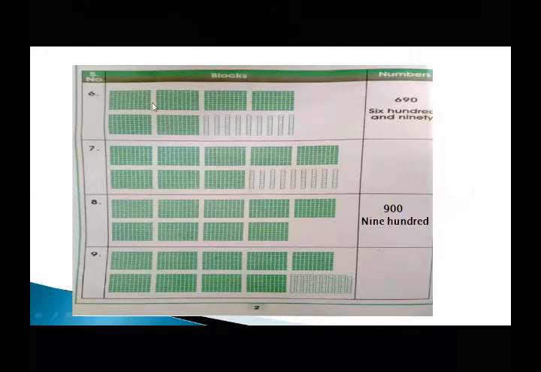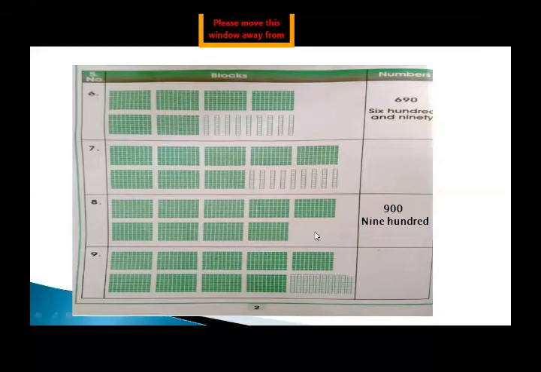Here you see 1, 2, 3, 4, 5, 6. How many dark green boxes are given here? 6 boxes. So you write 6 here. And how many columns of tens are given here? 1, 2, 3, 4, 5, 6, 7, 8, 9. So here you write 9, and no blocks are given for units. So you will write 0 in the place of units. So our figure is 690. In words you will write 690. Okay. In this way you will solve this exercise.